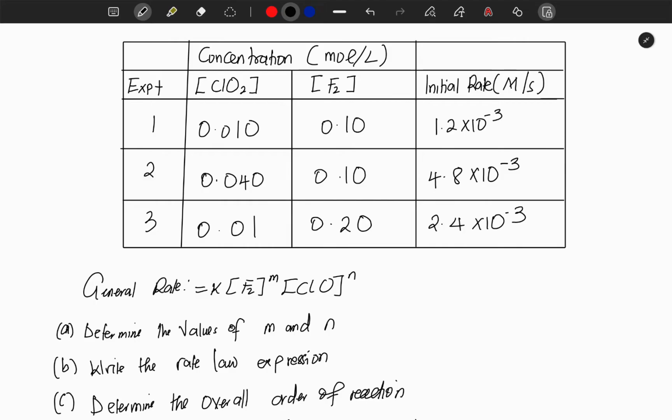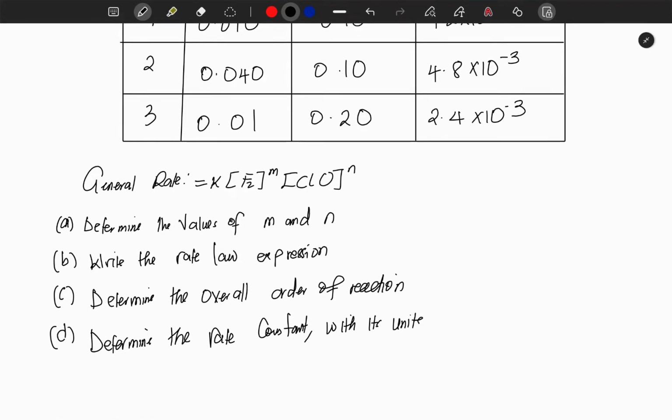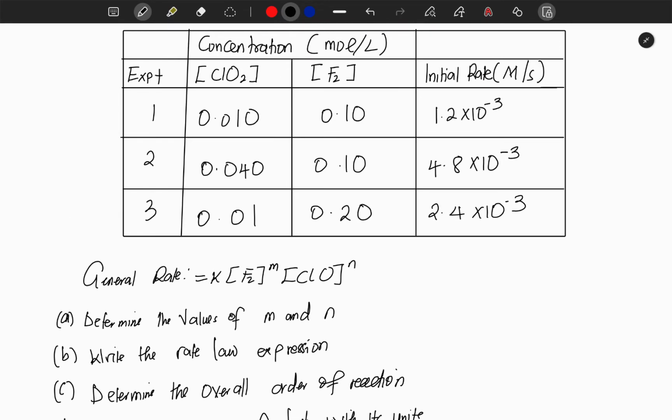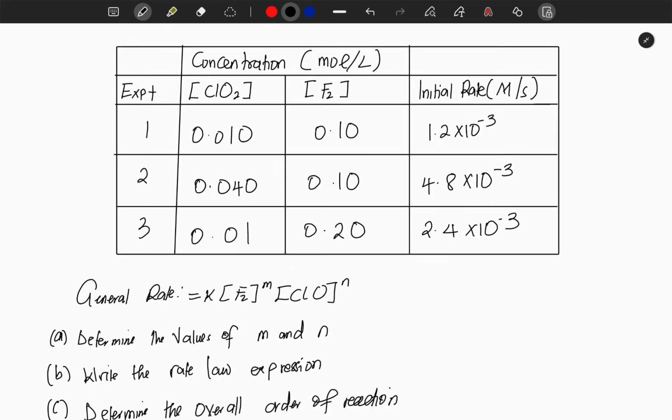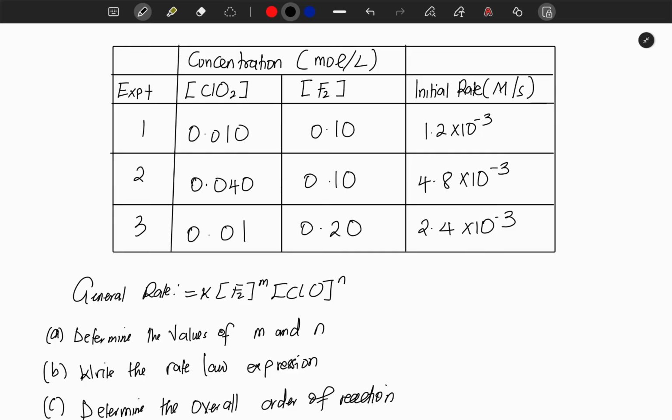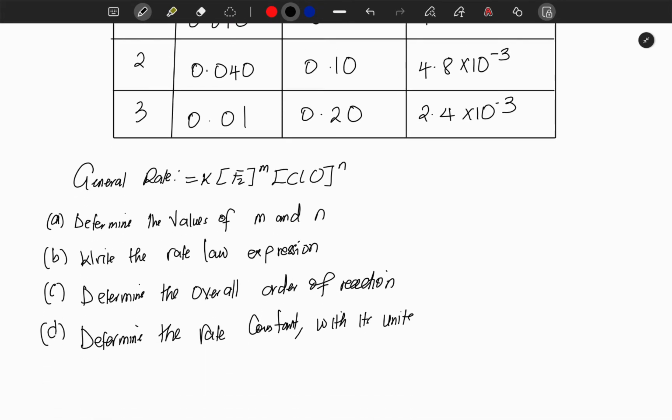I think if you want, you can pause the video, then write down the questions. So these are the questions A, B, C, D, so that we can progress nicely. We've been given this information: the experiments 1, 2, 3. We've got the concentrations for each reactant. We also have the initial rates for each experiment. Then we have been given the general rate expression: rate = K, concentration of F to the power M, concentration of ClO to the power N. So how exactly do we find the values of M and N, the rate law expression, the overall reaction order, and the rate constant with its units?